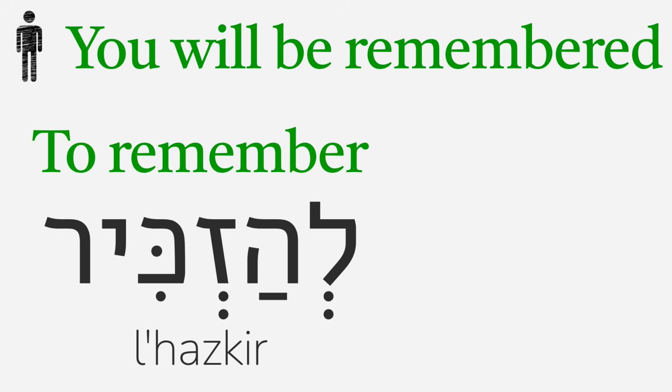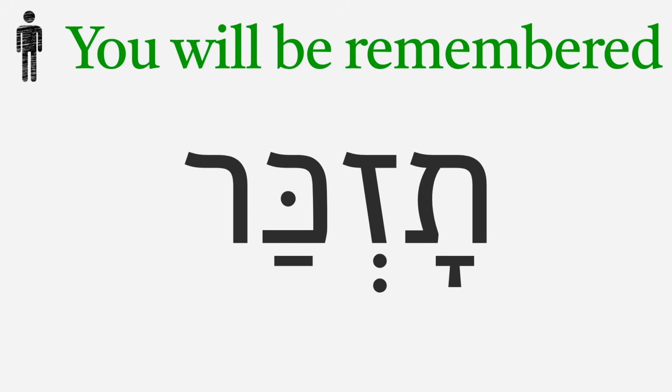Let's make the verb you will be remembered in masculine singular form. The active verb to remember is in the Hifil, lehaskir. That means the verb will be remembered will be in the passive Hofal. Since the subject is you, masculine singular, this future tense verb will have a tav prefix and will have the root letters zain, kaf, resh. Tozkar, you will be remembered.